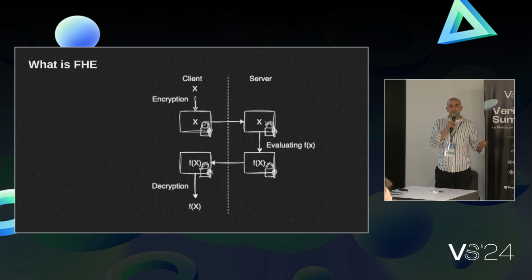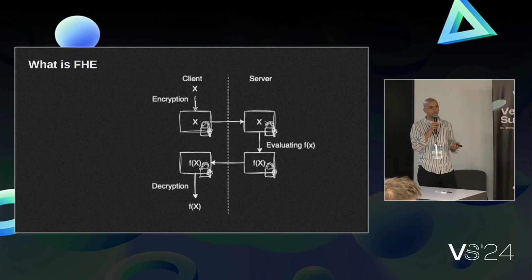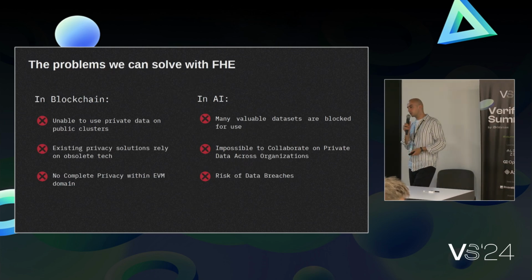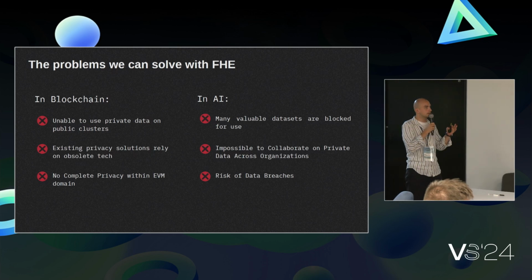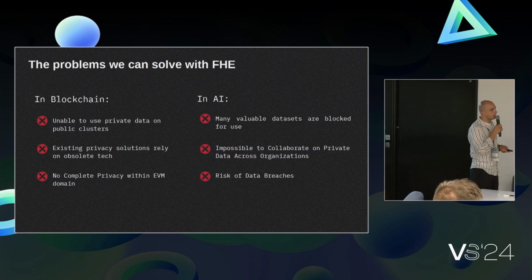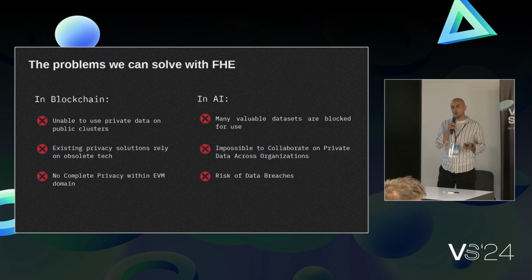So FHE, what is FHE? It's just an encryption form that allows us to make computation on encrypted data. A powerful thing, and this is what we have right now. And this is what we can solve with FHE, just a few examples in blockchain and in AI. These are things I personally believe can be solved in general only with FHE.